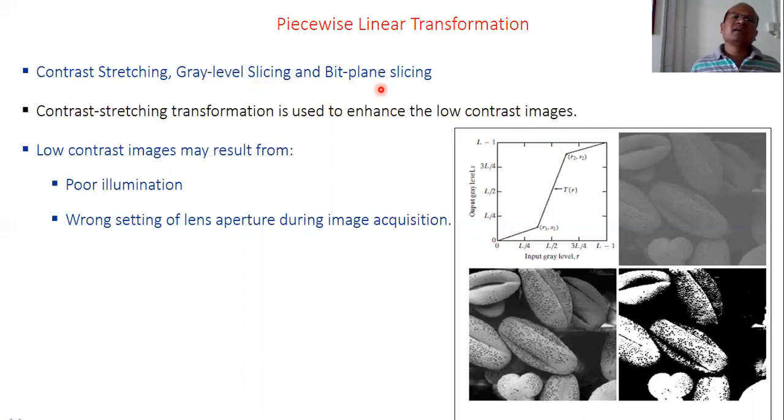Contrast stretching is what we have discussed in the previous lecture. It is used to enhance low contrast images. Why do we get low contrast images? When low contrast images are there, they need correction in order to improve the contrast value so that their appearance can be made better.